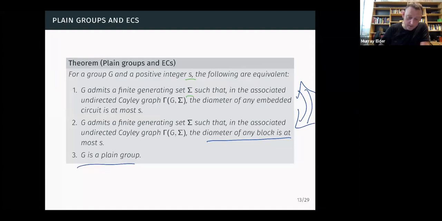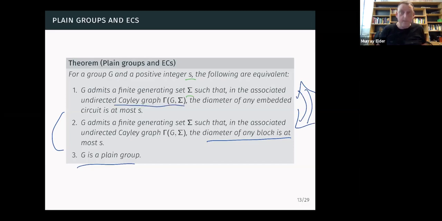So the 1 and 2 are equivalent because we're already seeing blocks and embedded circuits are related. But the proof connection between the Calligraph and the plane group is the way that Adam and I like to prove this, through the Bassett tree. Sorry, the block cut tree. So you create the block cut tree of this Calligraph, and then the group acts on its own Calligraph, so it also acts on its block cut tree.